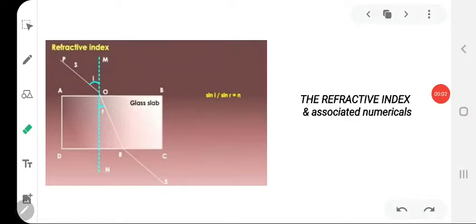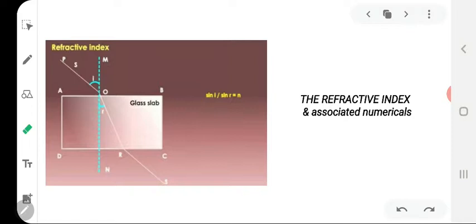Good morning, students, and today we shall be discussing the topic, the refractive index, and we shall also discuss a couple of numericals based upon the concept of refractive index. We know that light travels with a constant speed of 3 lakh kilometer per second in vacuum, also called free space, and this speed remains unchanged under all conditions.